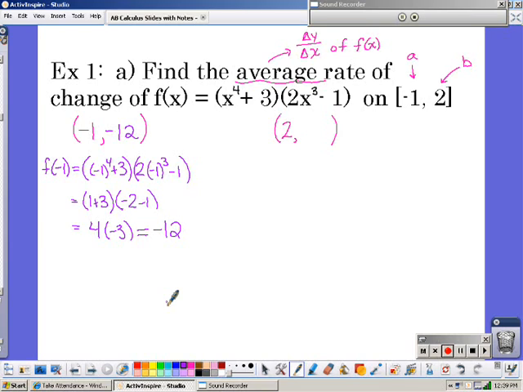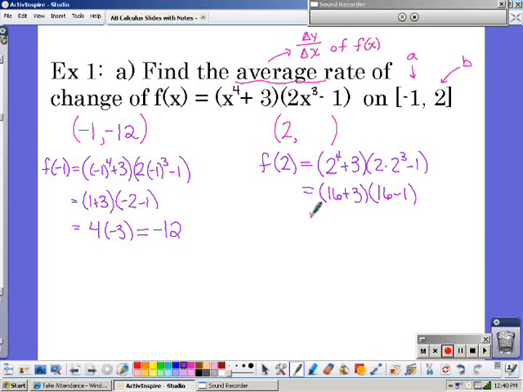Let's play the same game over here for the 2. We take this 2 and substitute it into our original f function so I can get that missing y value. So I've got 2 to the 4th plus 3, times 2 times 2 to the 3rd, minus 1. 2, 4, 8, 16 plus 3. 16 minus 1. 19 times 15, which gives us 285. A whopping big y value, but that's okay.